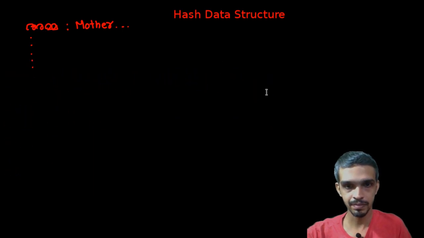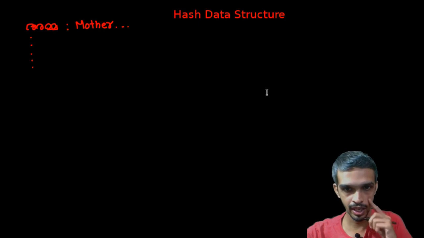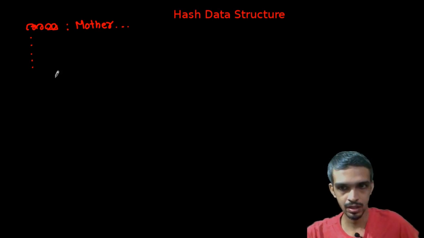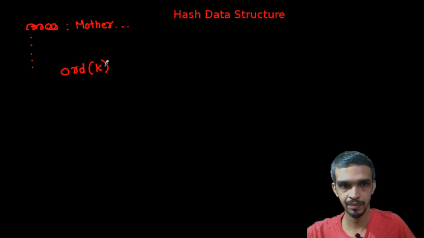For example, if keys are non-negative integers, a hash function can be of the form h of k equal to k modulo m. Obviously, the remainder of the division by m is always between 0 and m-1. If keys are letters of some alphabet, we can first assign a letter its position in the alphabet, denoted here by order of k, where k is the key, and then apply the same kind of function used for integers.